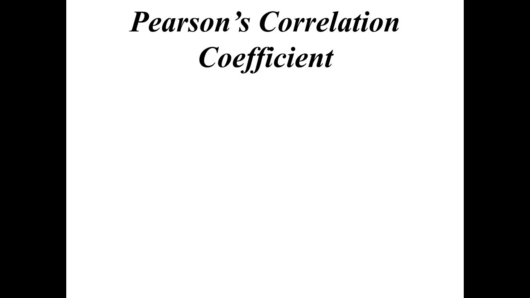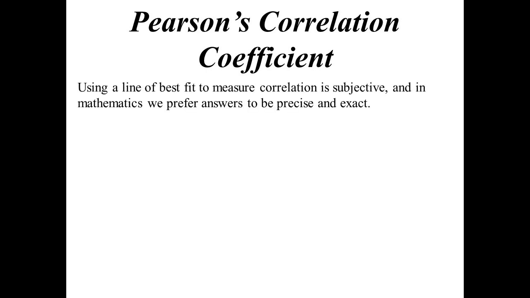So how do we work out the correlation? What we're going to look at is what's called Pearson's correlation coefficient. Now our line of best fit measures the correlation, but it's subjective, because where I place the line, I'm just looking at points and going, yeah, okay, I think it fits about here. But we would like things to be precise and exact.